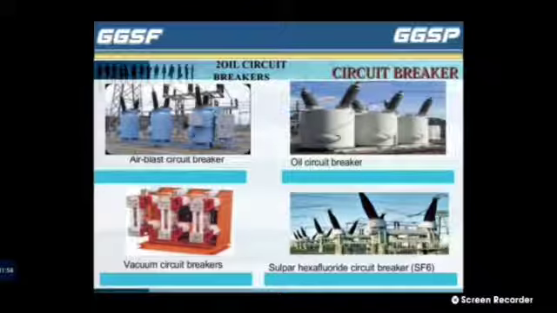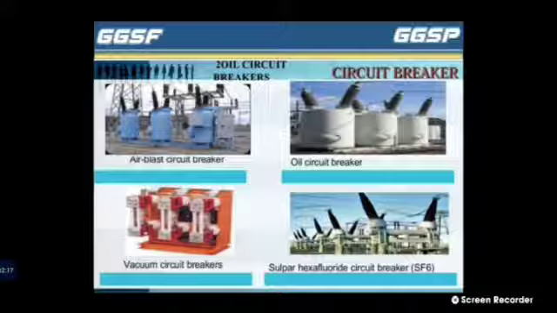Now next one is the oil circuit breaker, where insulating oil is used as an arc quenching medium. Once a fault occurs within the system, the circuit breaker contacts will separate and the arc will be struck between the contacts. The third one is the vacuum circuit breaker.